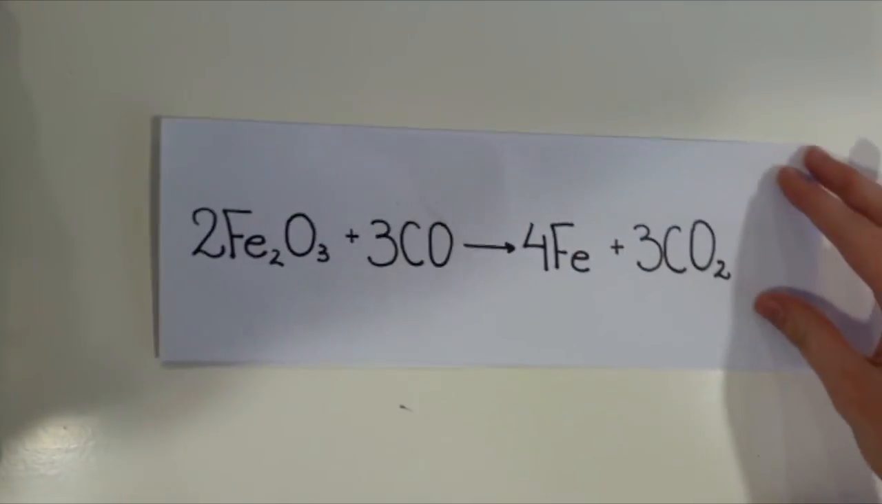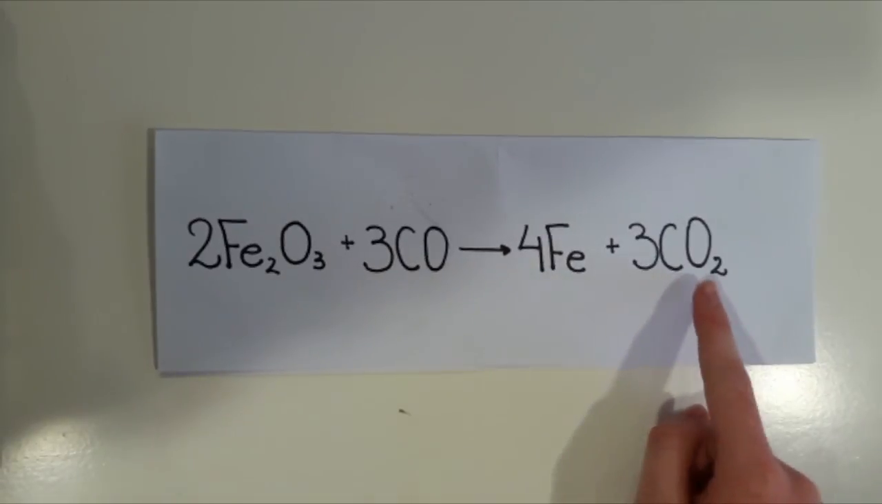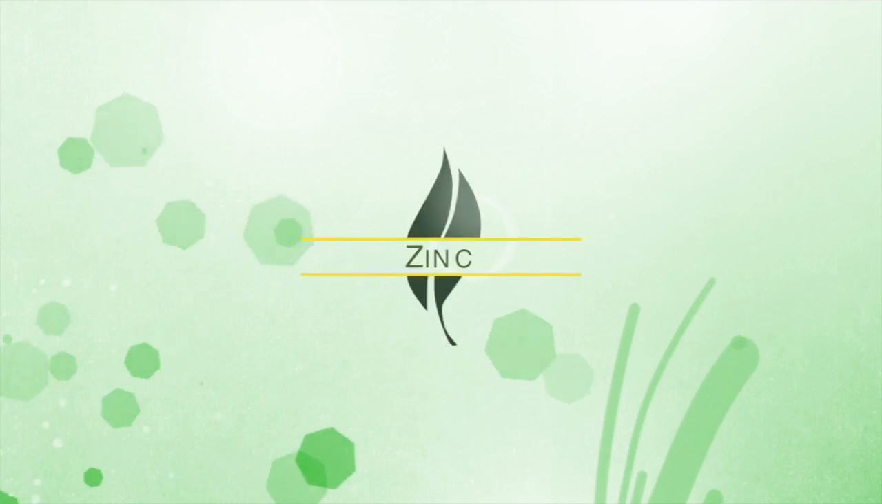Put this in a formula, where the iron oxide and the carbon monoxide leave iron plus carbon dioxide.